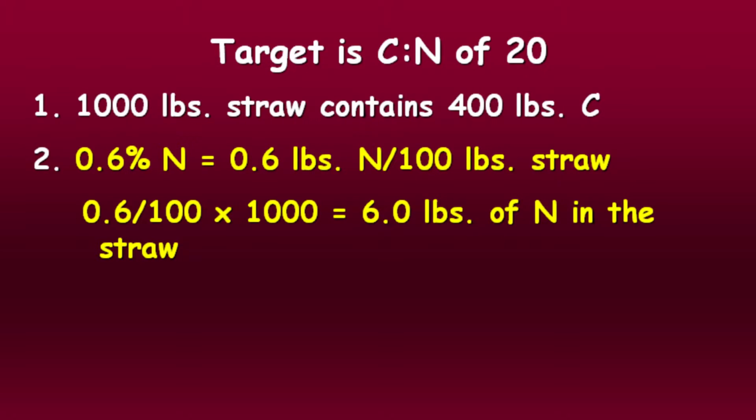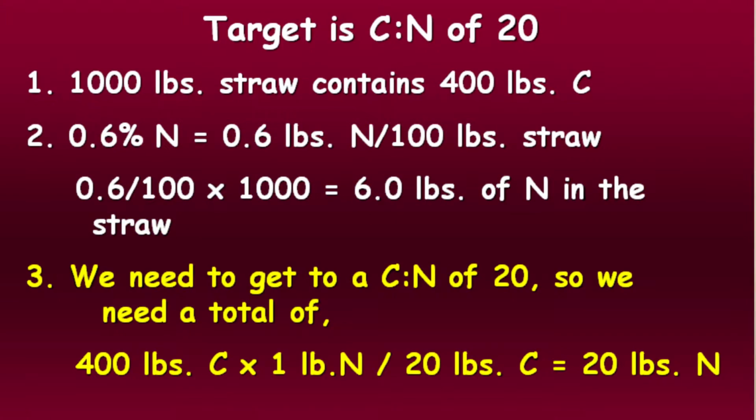So if our goal is to modify this to that intermediate range of 20 to 1 on the carbon to nitrogen ratio, this is what we need to do. We need 400 pounds of carbon times 1 pound of nitrogen for every 20 pounds of carbon, 20 to 1. I've flipped them over here for mathematical cross product ease. That equals 20 pounds of nitrogen. We need 20 pounds of nitrogen for this 1,000 pounds of straw to reach a carbon to nitrogen ratio of 20 to 1.